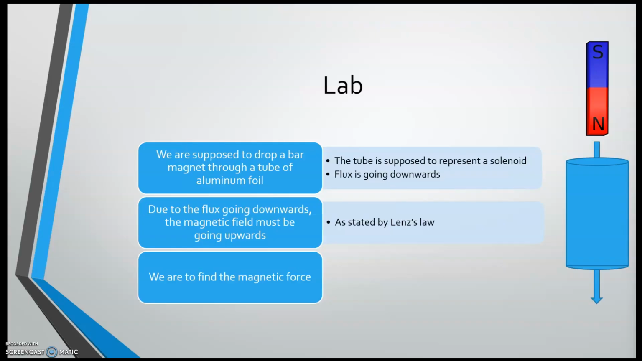So in this lab, we are supposed to drop a bar magnet through a tube of aluminum foil. The tube is supposed to represent a sort of solenoid, and the flux is going downwards. So the magnetic force is going upwards, as stated by Lenz's law. And for this lab, we are supposed to find the magnetic force.